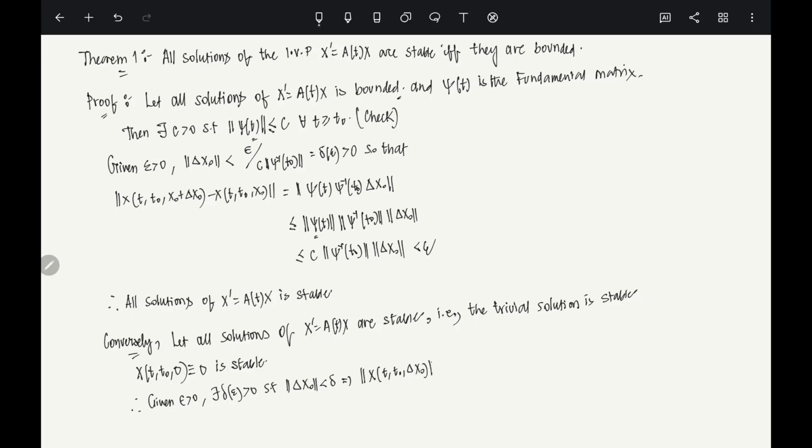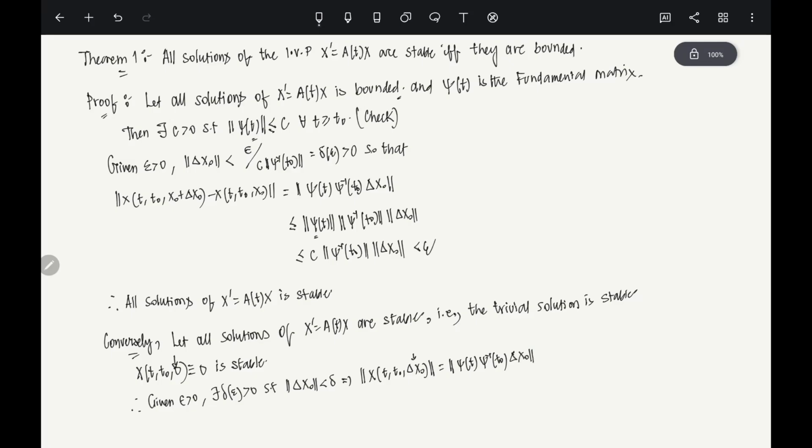See this change. The first initial data is corresponding to 0. What is the second initial data? 0. I am perturbing it to 0 plus delta x naught. So the only difference is this, right? So this difference is nothing but phi of t, phi inverse of t naught, and then delta x naught. This is what we have.